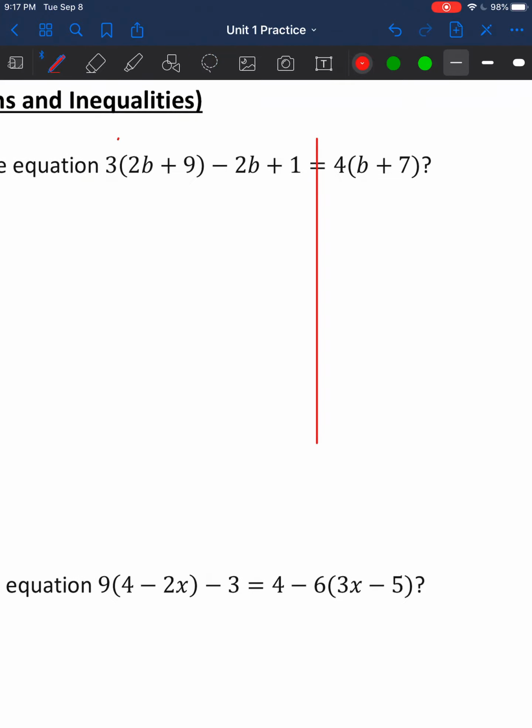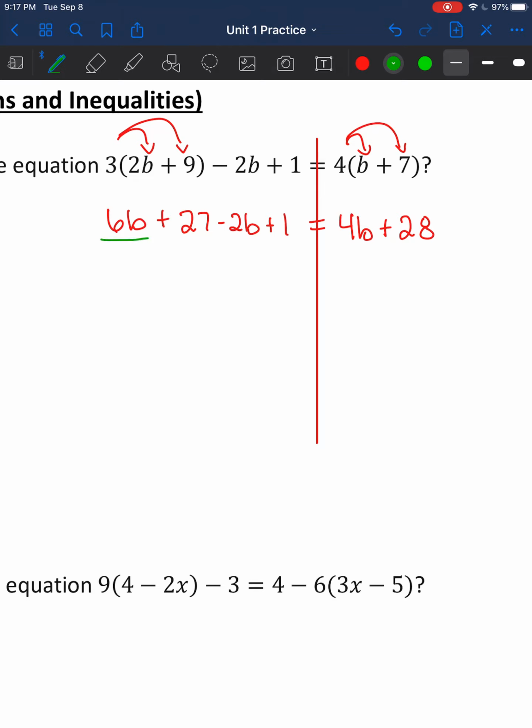So if we distribute the 3, we get 6b plus 27. Bring down the negative 2b plus 1. On the right side, if we distribute 4, we get 4b plus 28. Combining like terms, I get negative 4b. Sorry, that's a positive 4b. And 27 and 1 make 28. Equals 4b plus 28.